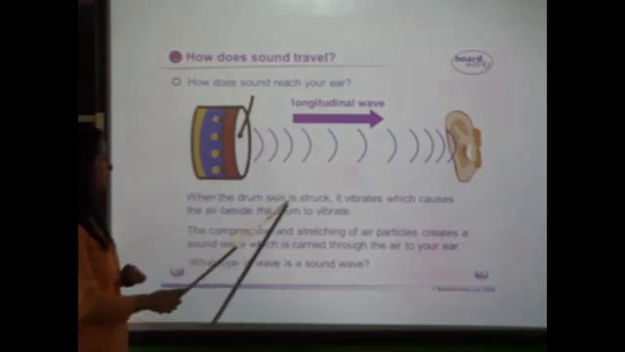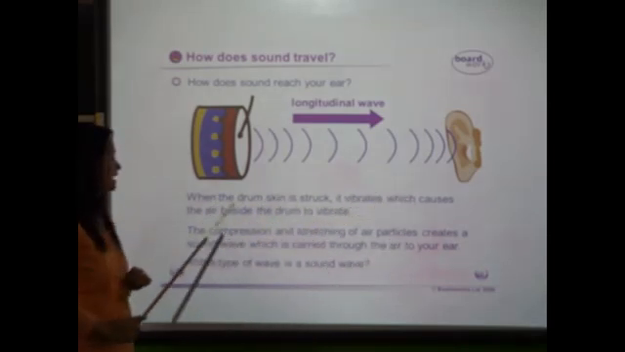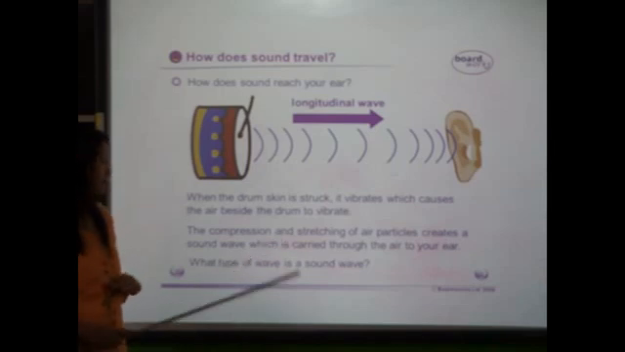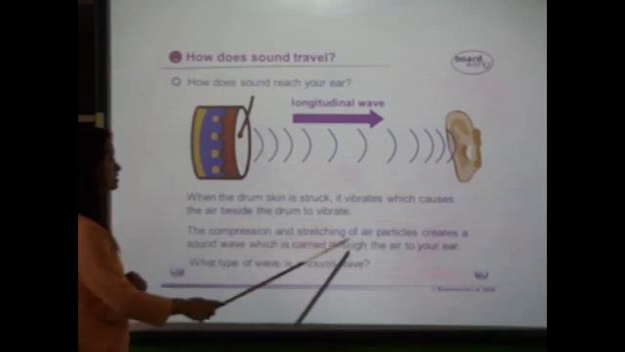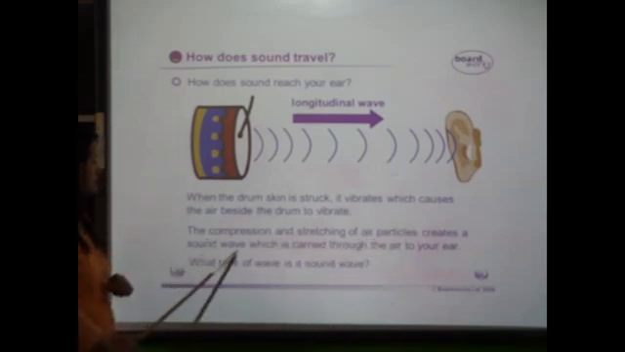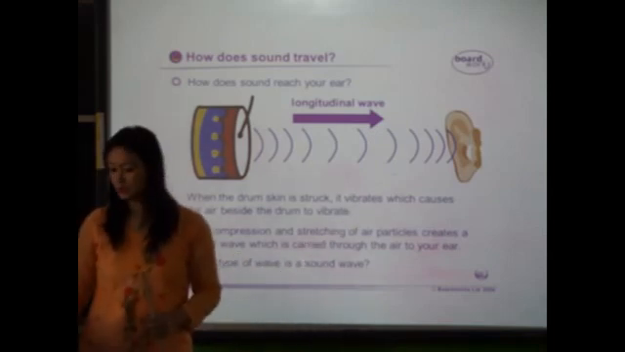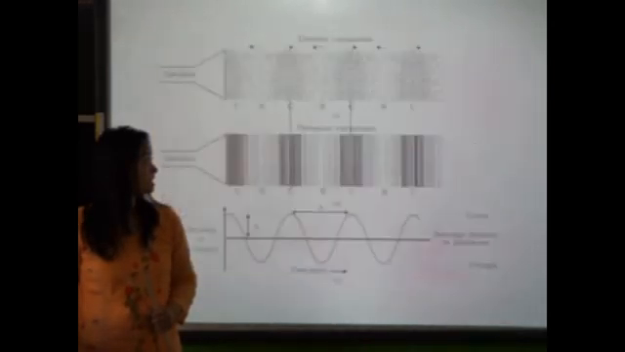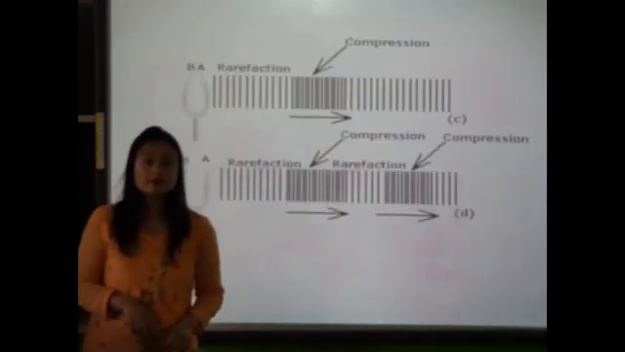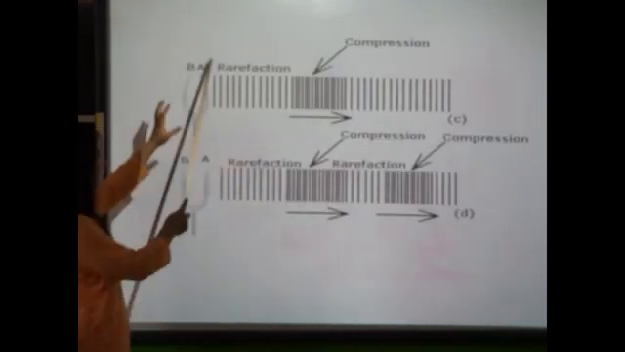Okay, when the drum skin is struck, it vibrates, which causes the air beside the drum to vibrate. The compression and swishing of air particles creates a sound wave which is carried through the air to your ear. Now, I'll show you how the sound wave travels. Now, this is how the sound wave travels.